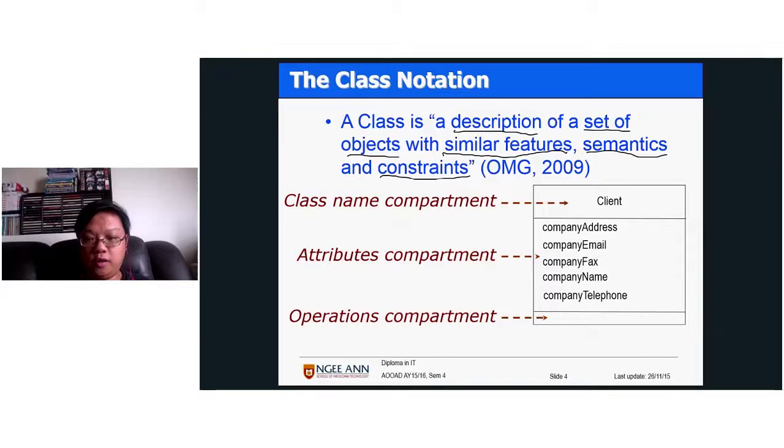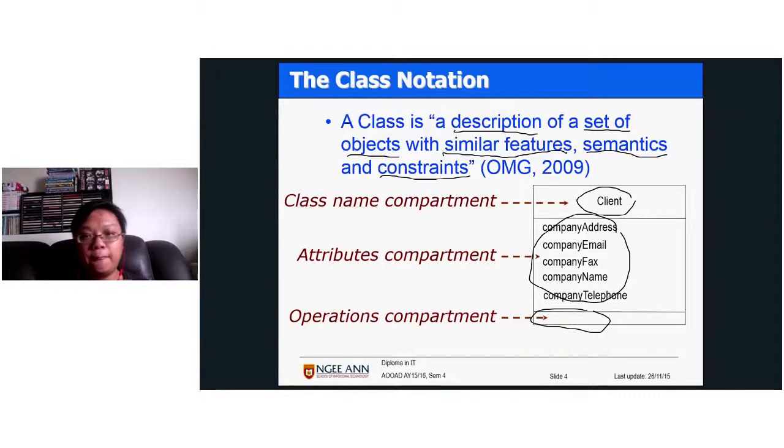Pretty straightforward. In addition, there are 3 compartments in the class notation. We have the class name, which gives the name. We have the attributes compartment, which gives all the attributes. In the previous lesson, in week 5, we talked about how you define attributes for UML. And then under here, we have all the operations. In this case, client doesn't have any operations defined yet. So this is a quick overview of what you already know about classes.